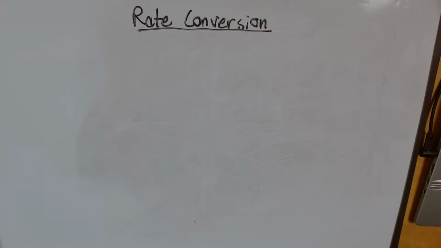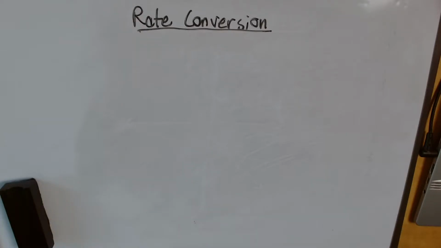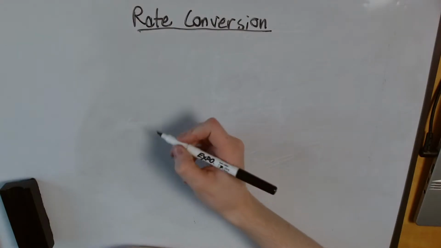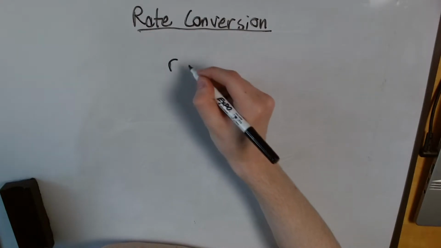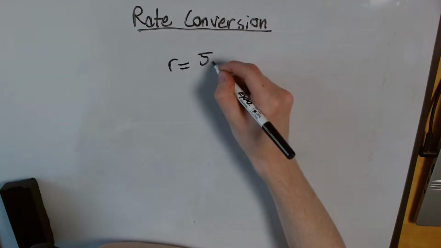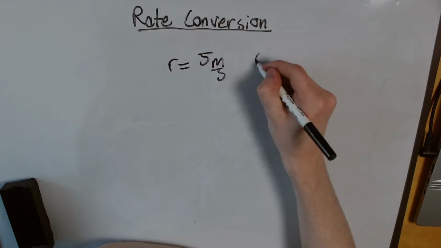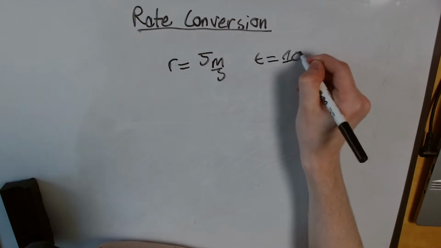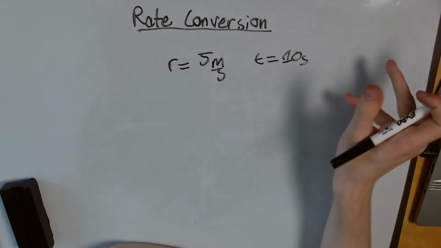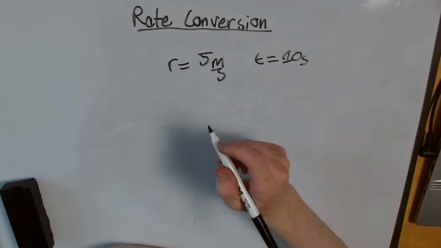Hi, today we're going to be talking about rate conversion, which is a common problem or exercise that you have to do in working with algebraic units, especially when dealing with distances, rates, times, moving things, that sort of thing. So say I'm driving along the road and I'm traveling at a rate of 5 meters a second for 10 seconds. Let's say this is a very small interval. How far did I travel in that interval?